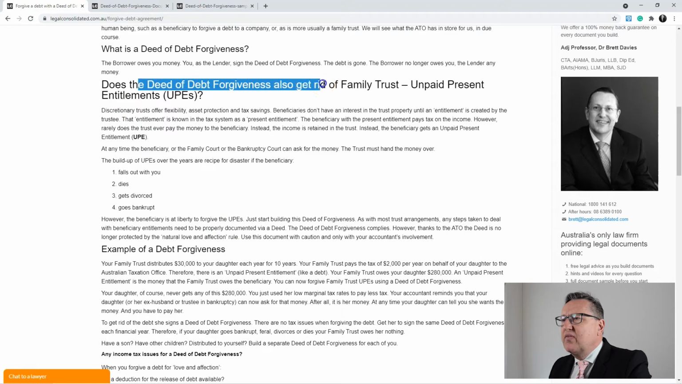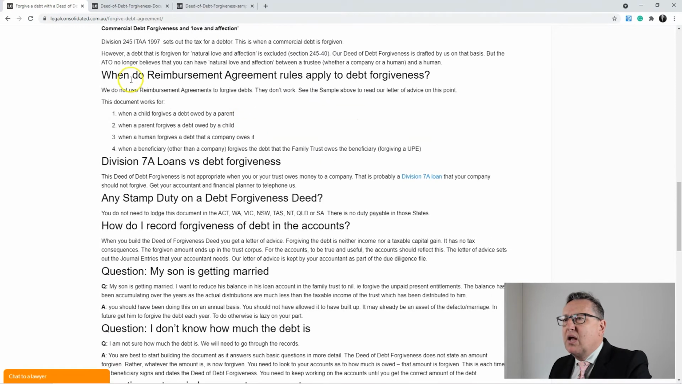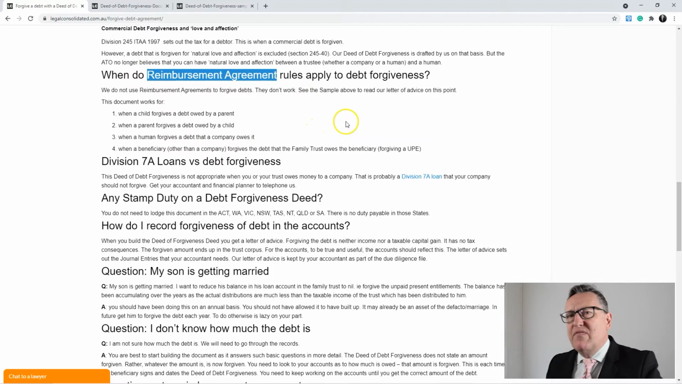Does the deed of debt forgiveness also get rid of family trust unpaid present entitlements? Yes, it does. There's another way of doing it called reimbursement agreements. We are not an advocate of those. We don't believe they're the best or appropriate way of dealing with the forgiving deeds.